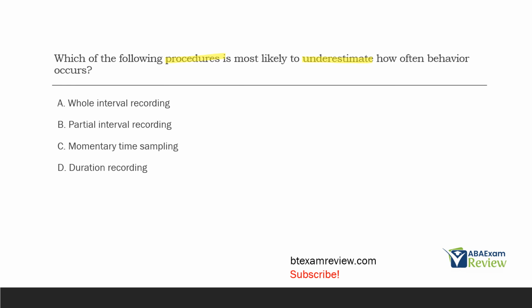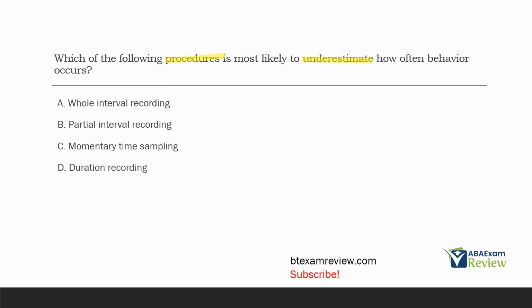A, whole interval recording. Well, think about how whole interval recording works. If I have a 15-second interval, that behavior has to occur the entire 15 seconds to count as a response. And if it doesn't, it's a no response. So even if that behavior occurs 14 seconds out of 15, I'm still marking no response. So there's a good chance I'm not capturing fully how often that behavior is occurring. It's likely to underestimate.